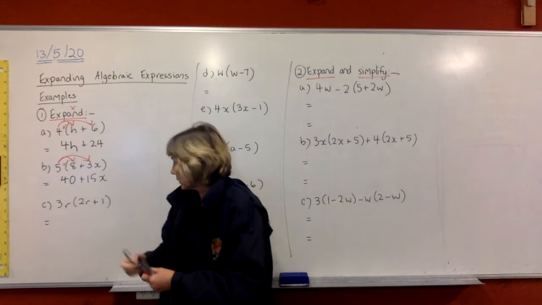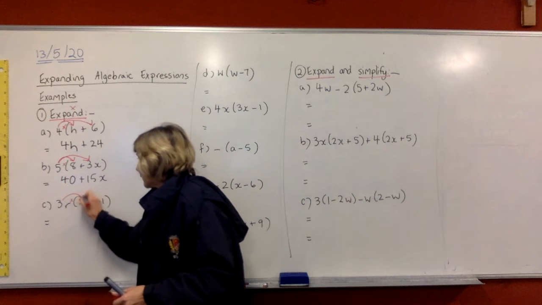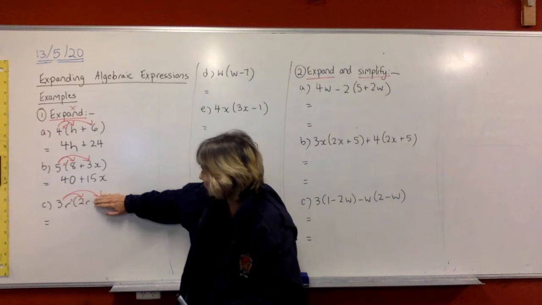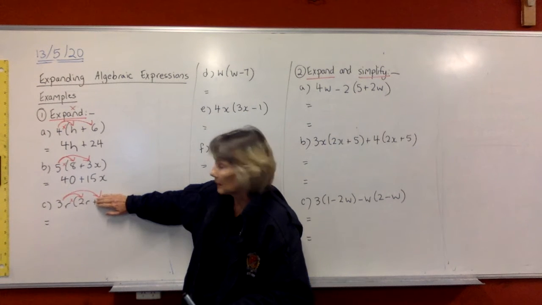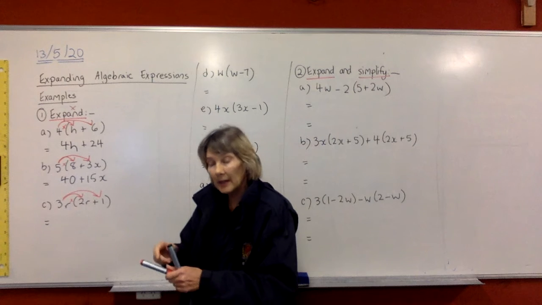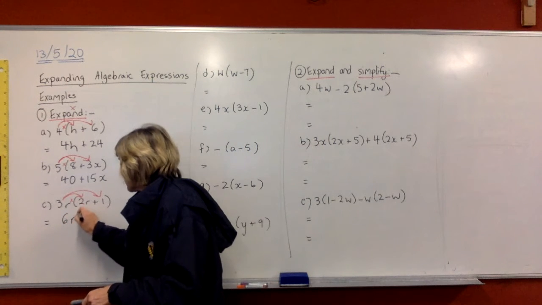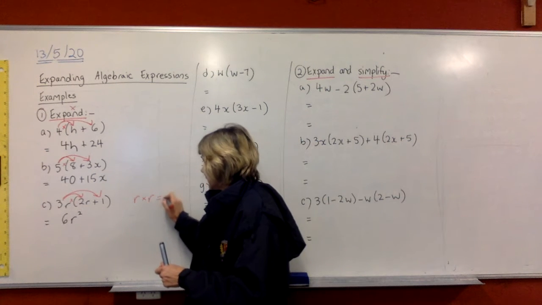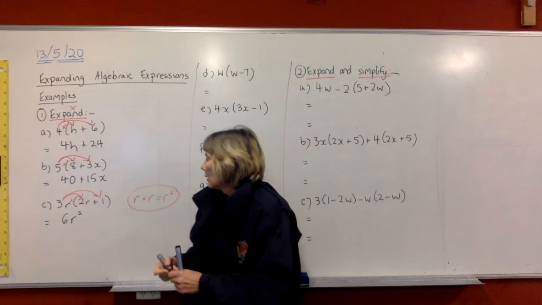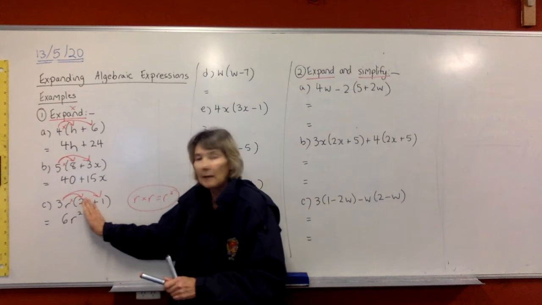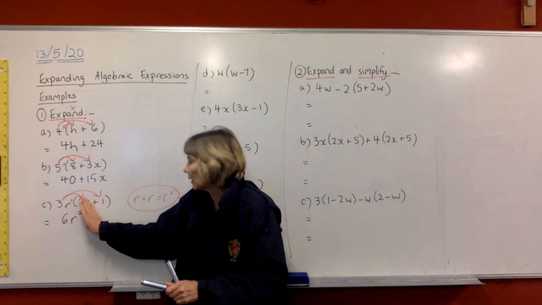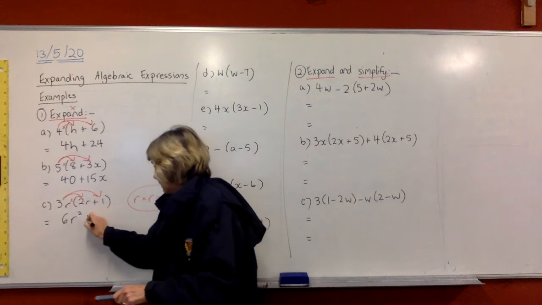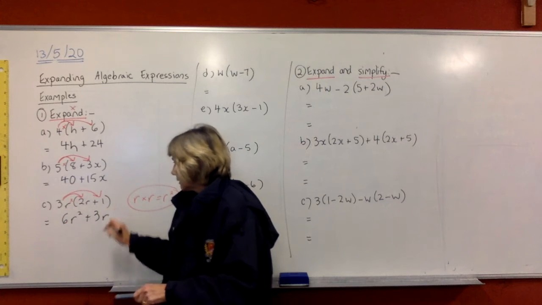So the next one, we put the times in, draw arrows into every term in the brackets. So we're going to do 3r times 2r, that gives you 6, and then the r times r is r squared. Don't forget that part. Okay, so r times r equals r squared. Okay, in the next part, just cover up the 2r. So we're doing 3r times positive 1. 3 times positive 1 is positive 3. And then put that r on the end.